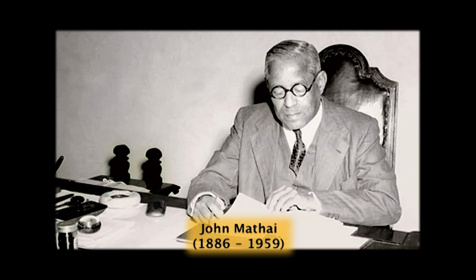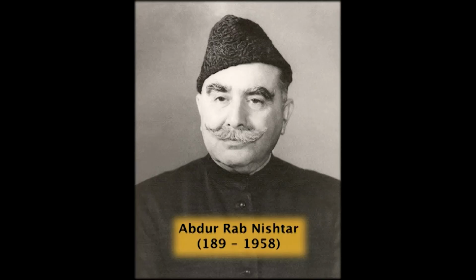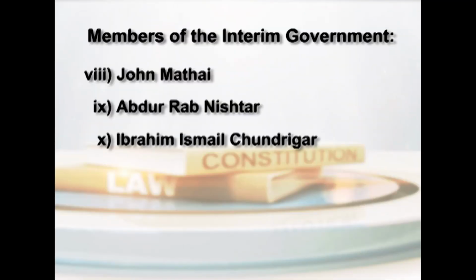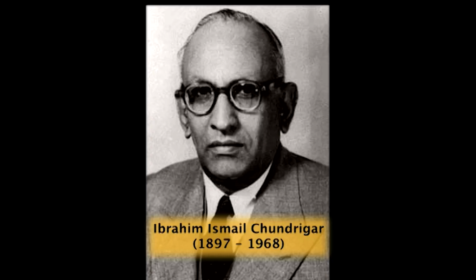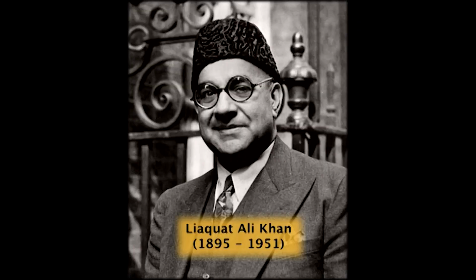And as the Muslim League ultimately joined the interim government on 13th of October, they added Abdur Rab Nishtar, Department of Post and Air, and Ibrahim Ismail Chundrigar, Department of Commerce. The Muslim League representation in the interim government was headed by Liaquat Ali Khan, who dealt with the Department of Finance. Thus, the interim government was again reconstituted on 26th of October 1946.